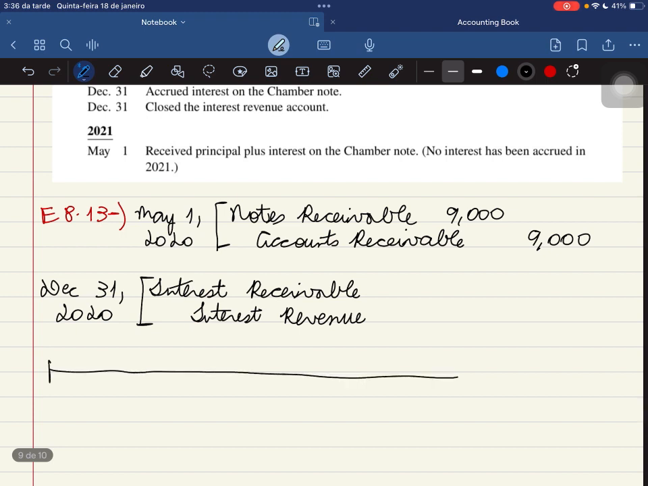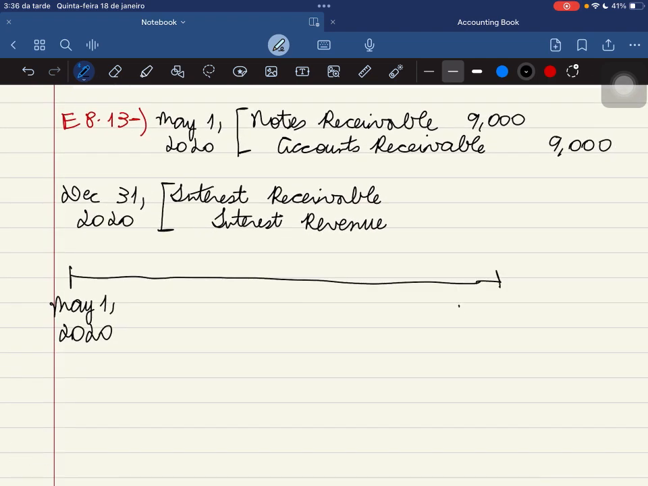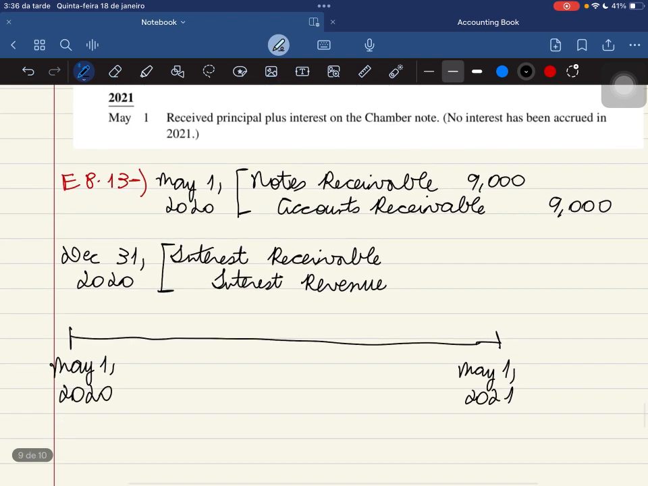The original note was made on May 1st of 2020, and I believe it is a 12-month note, which means that it goes until May 1st of 2021. We want to see December 31st. Well, let's do it step by step. On December 1st of 2020, how many months have passed? Let's see. May 1st, right? May, June, July, August, September, October, November, December 1st. From May 1st to December 1st, exactly 7 months have passed.